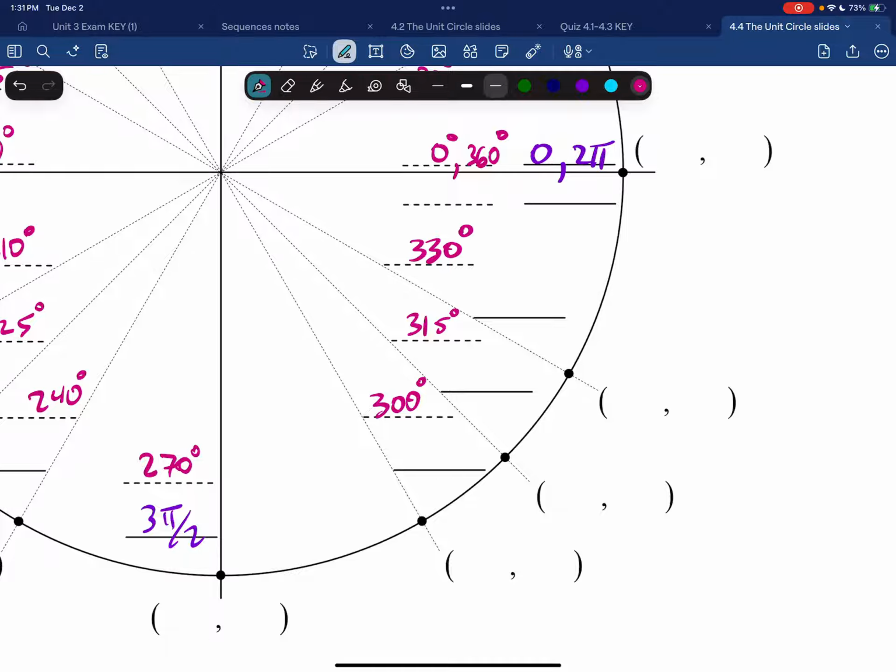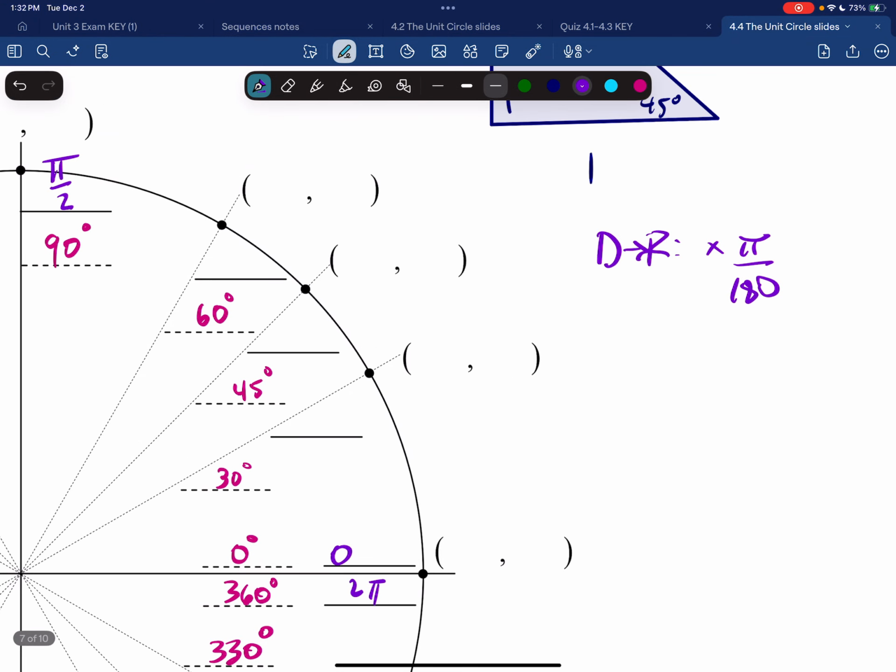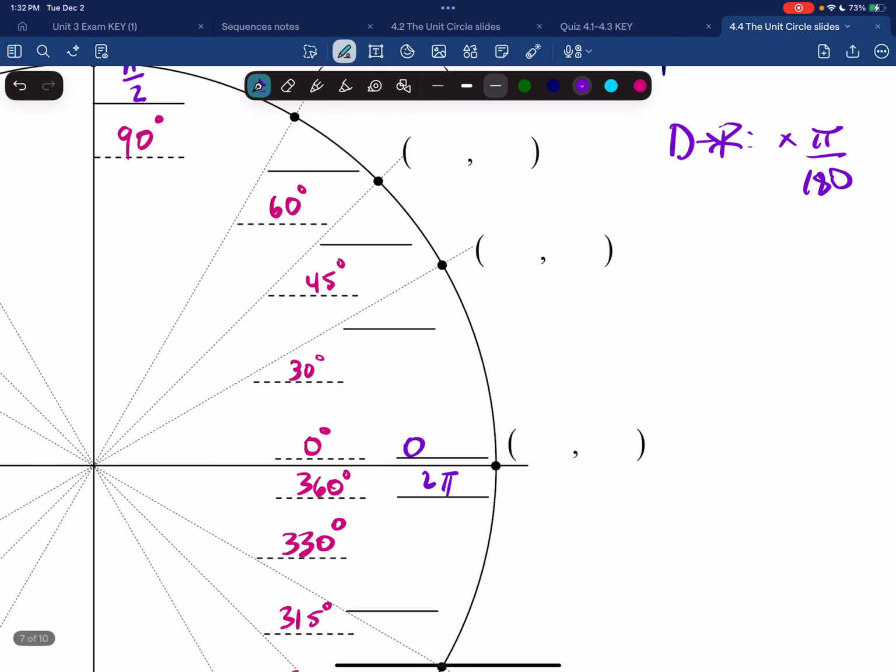Oh, and I just noticed they actually gave us spots to put the 360 and the 2 pi. So put those in the correct location here. So this is 360 and 2 pi. Okay, so using our pi over 180, all of our radian measures are going to have pi in them. We know that.